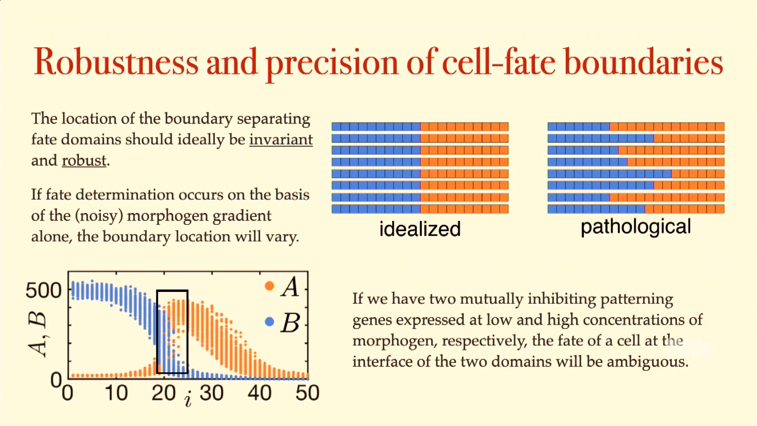So yes, if this was perfect, as I said, you would expect a scenario like this. All the cells towards one side would be this fate, all the cells towards the other side would be the other. In reality, the morphogen signal is noisy, right? Because this is a stochastic process, a molecule that diffuses. And so if this was the only information, you would expect something like this. Sometimes the boundary would be towards the left, sometimes it would be towards the right, and so on. So essentially, it would not be invariant and it would not be robust, which are the two key criteria which are required.